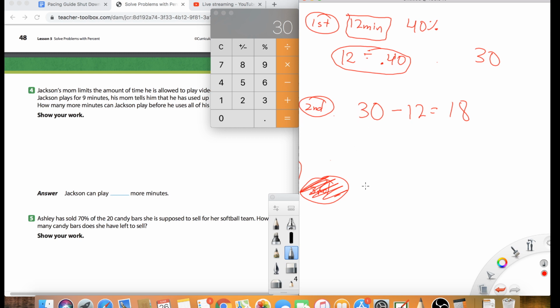For your question, you're going to be doing 9 minutes out of 30%. So because you're trying to find a number bigger than 9 minutes, which is how many minutes he's allowed to do each week, you're going to be dividing.